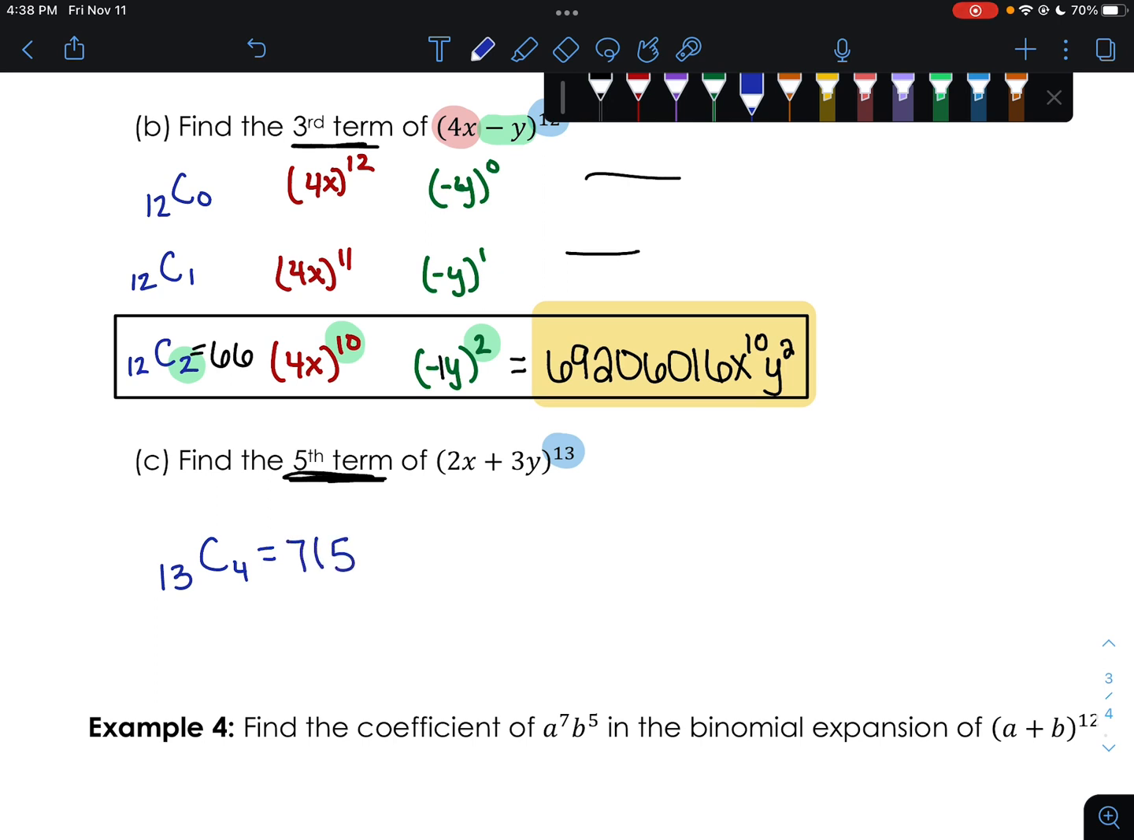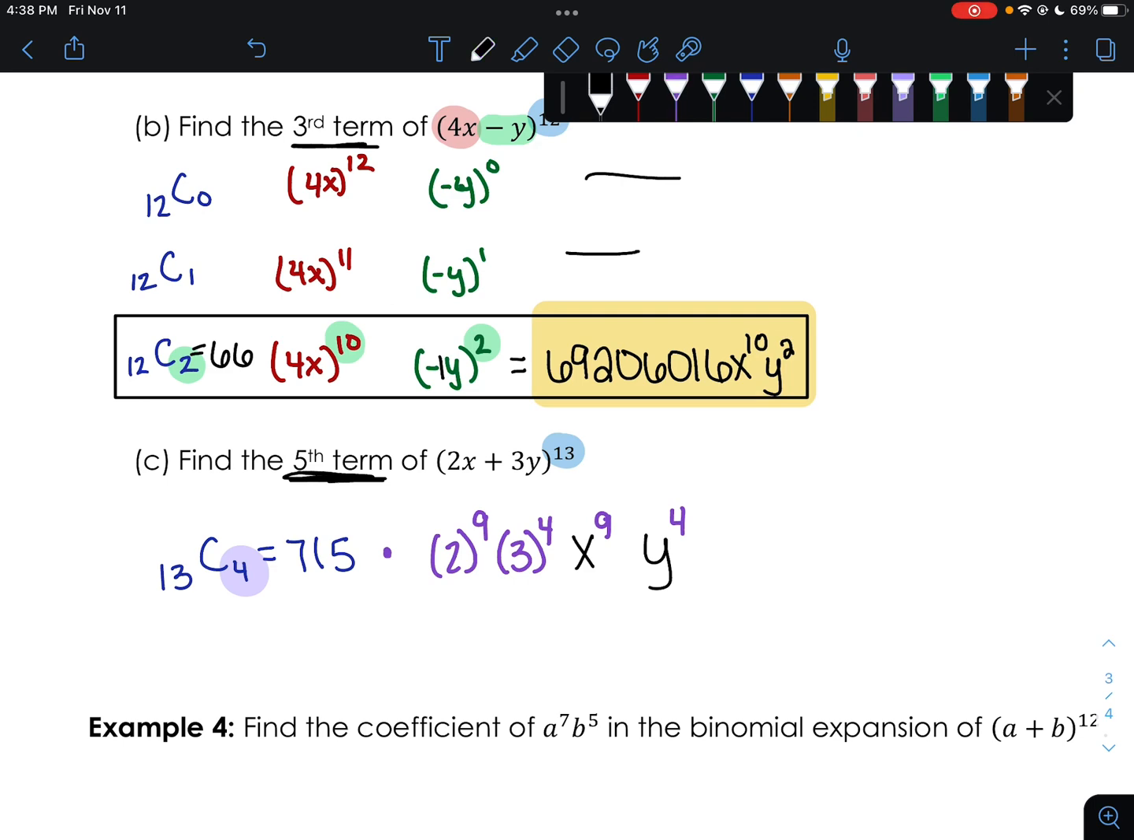Then, because this number right here is a 4, that means my second variable is going to be a 4. And to get 13, this variable has to be a 9. Okay, so I want to take 2 to the 9th power and 3 to the 4th power and multiply it by 715. So again, we're taking 715 times 2 to the 9th times 3 to the 4th.